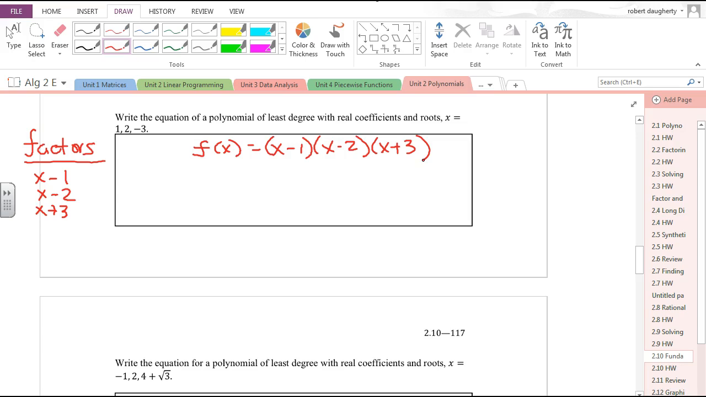This is multiplication. Okay. On day 1, we talked about what to do here on this unit. I'm just going to multiply these things together. I'm going to pick 2 of them and multiply them together. You had an acronym for that. FOIL. So this is x squared minus 3x plus 2 times x plus 3.